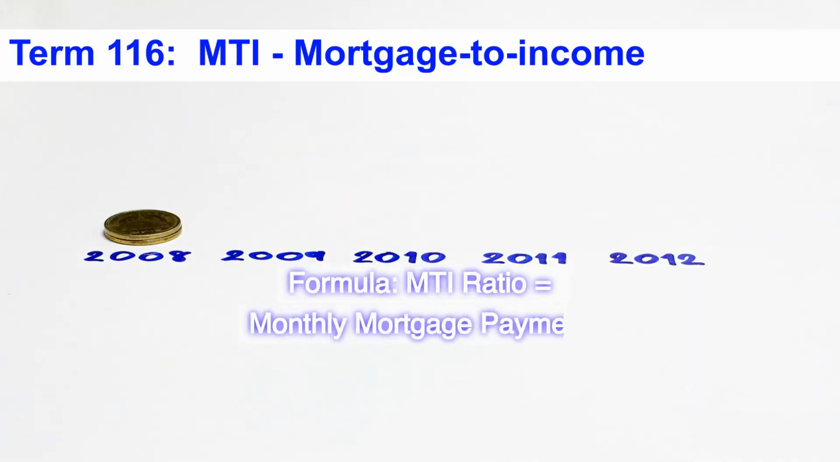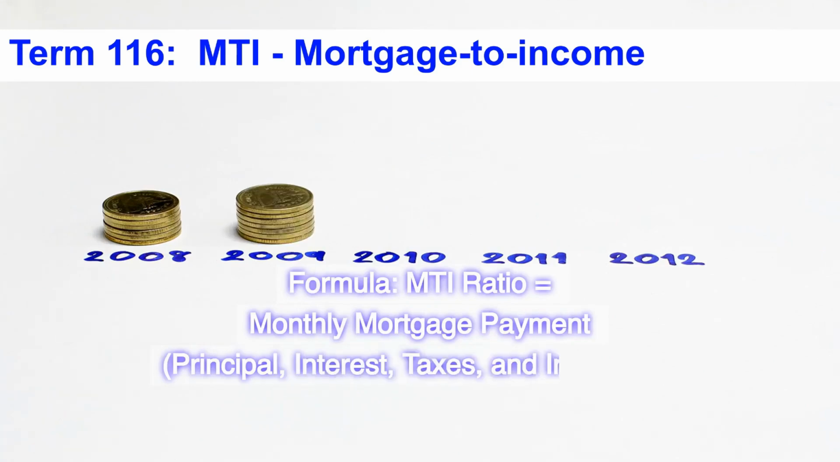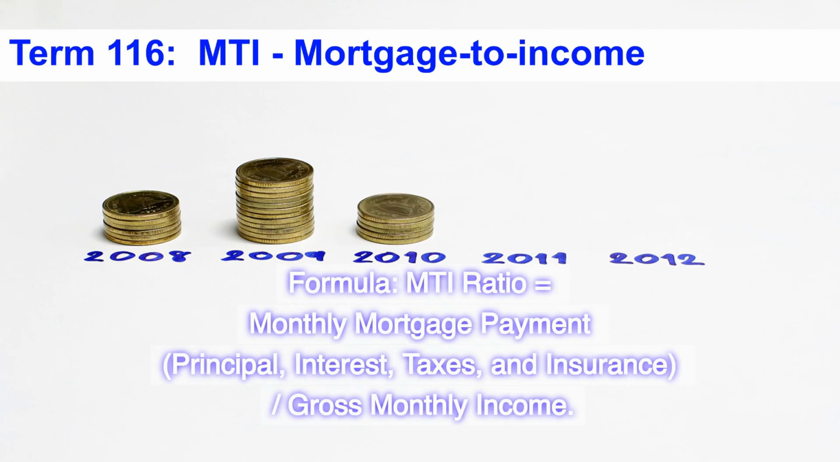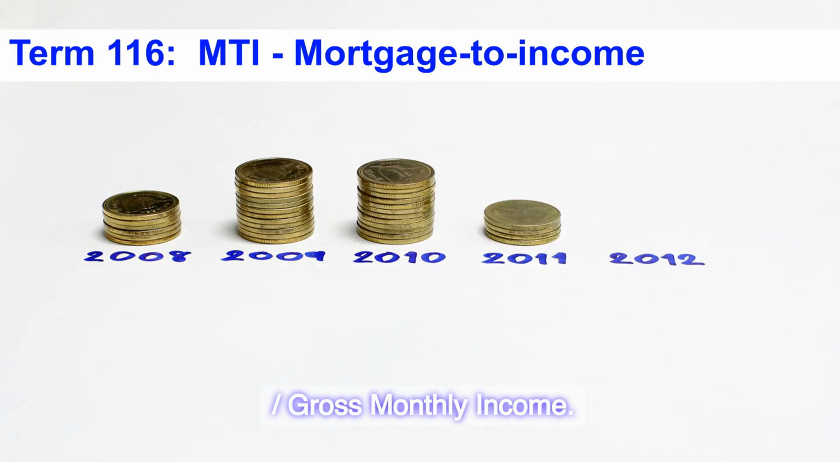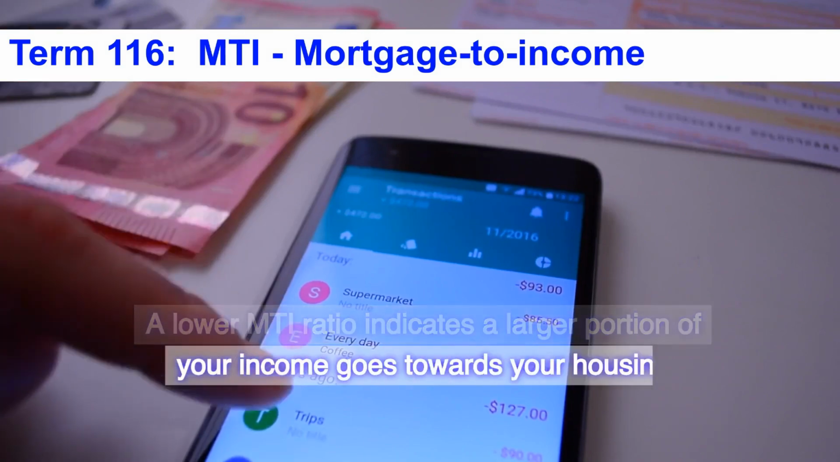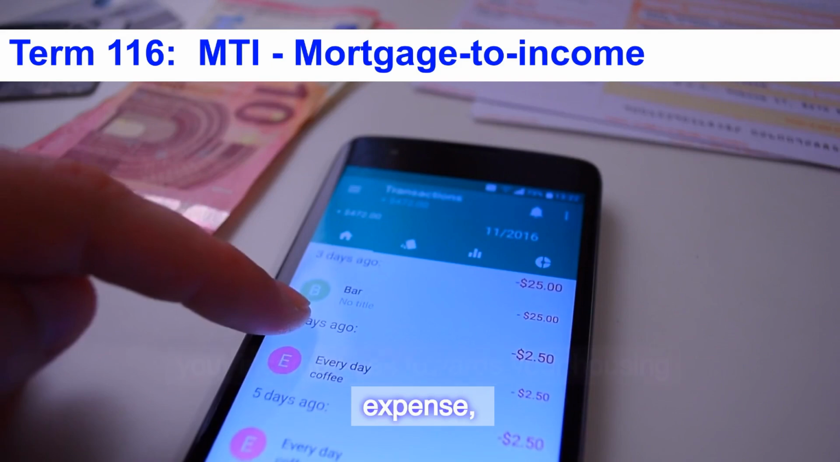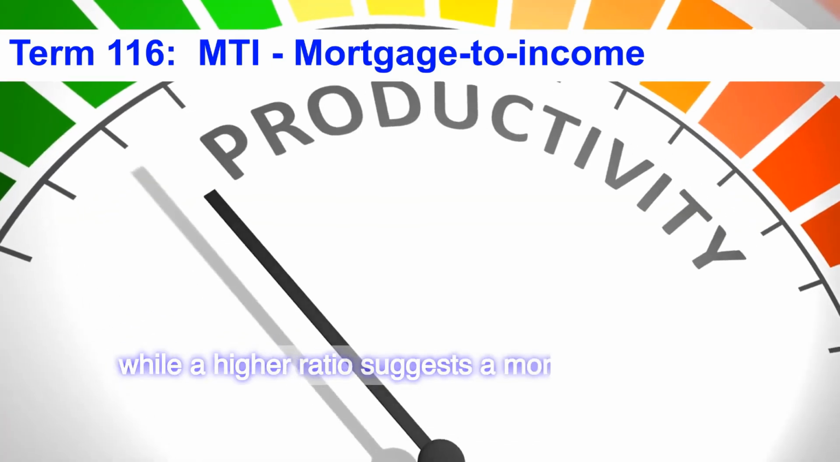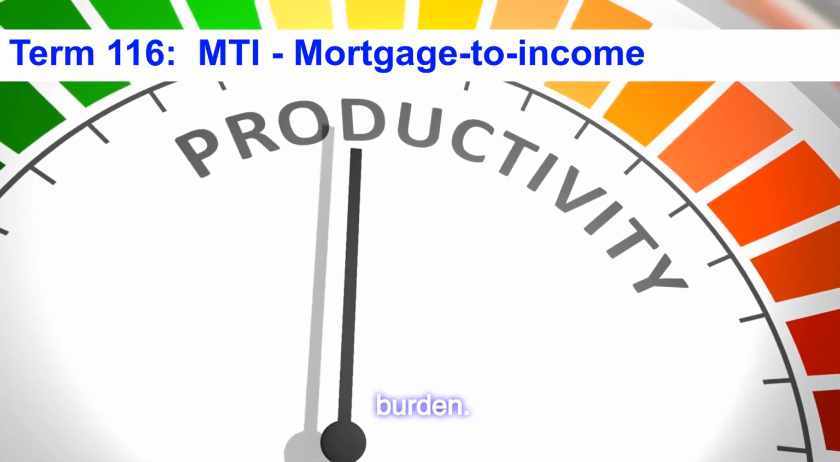Formula: MTI ratio equals monthly mortgage payment (principal, interest, taxes, and insurance) divided by gross monthly income. A lower MTI ratio indicates a larger portion of your income goes towards your housing expense, while a higher ratio suggests a more manageable burden.